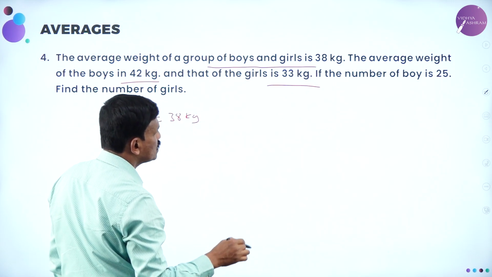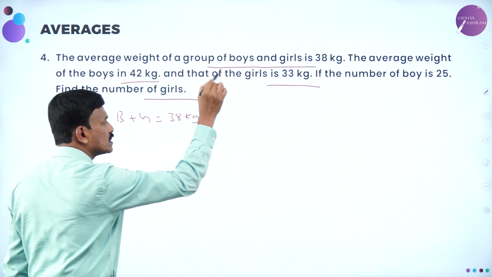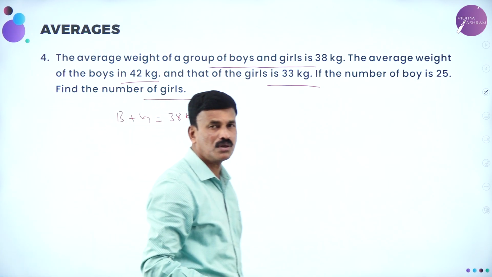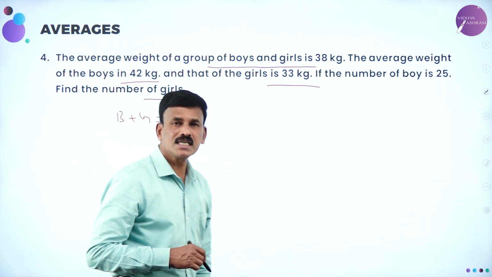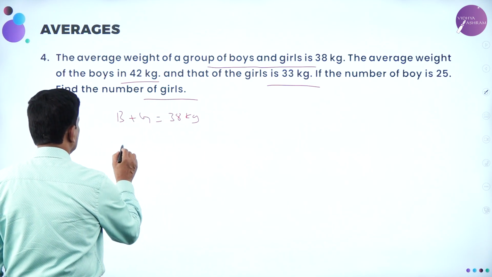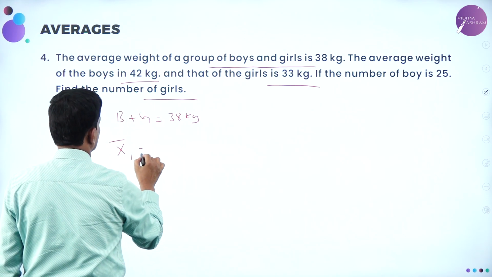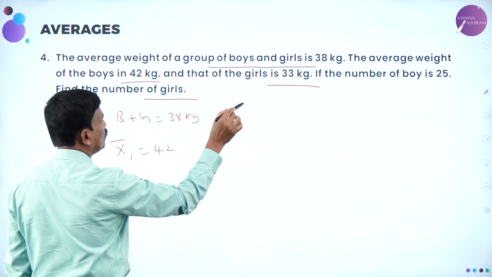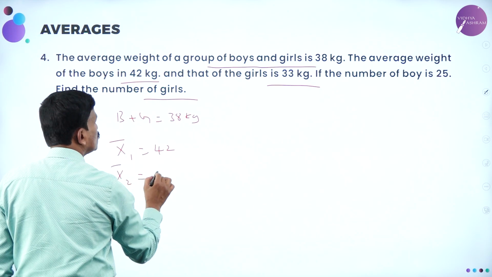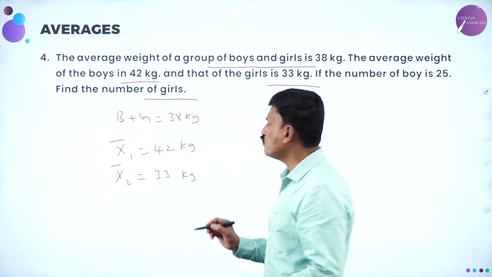If the number of boys is 25, find the number of girls. Very simple and important problem, right? Now, let us consider the average. What is given? The average weight of boys is equal to 42 and the average weight of girls is equal to 33.